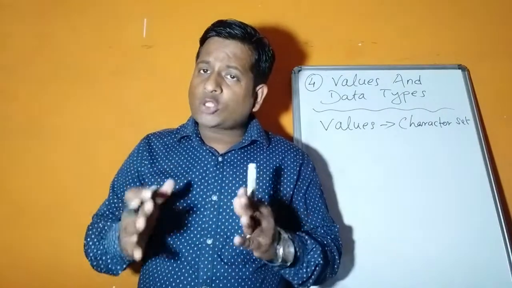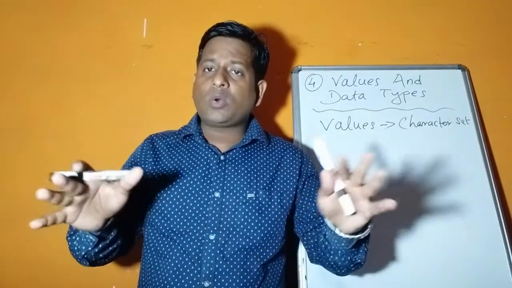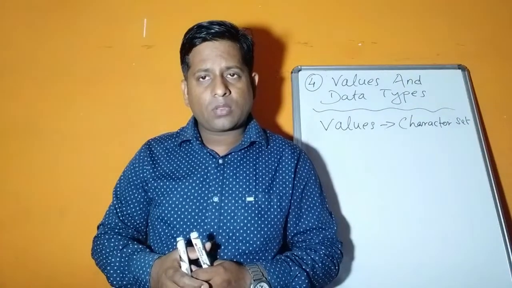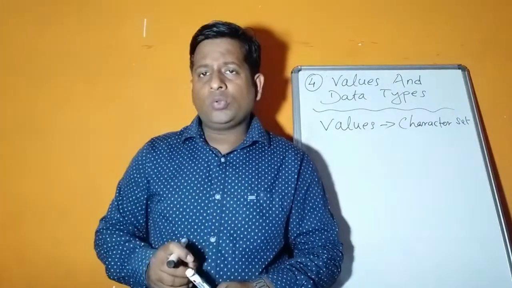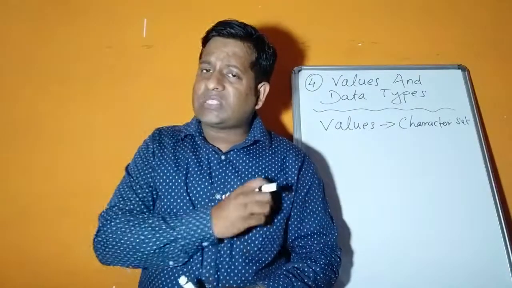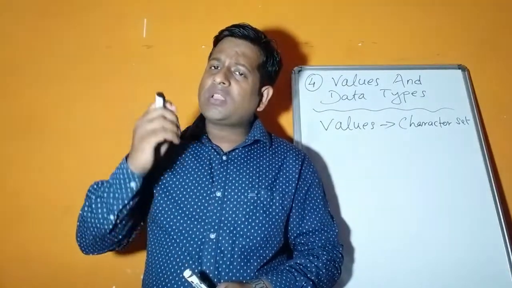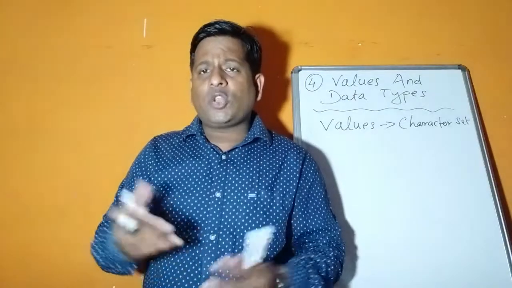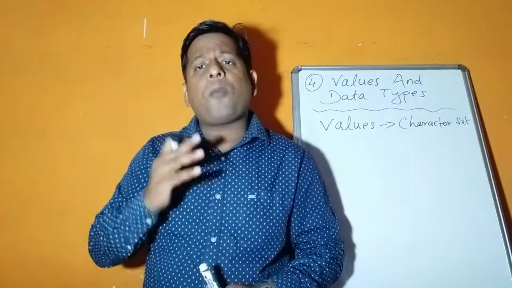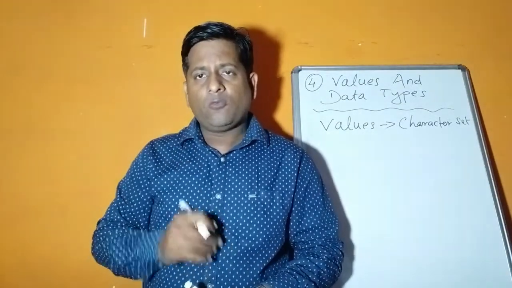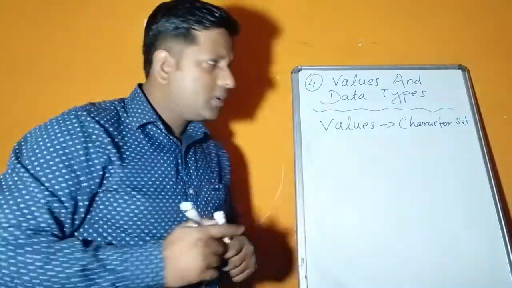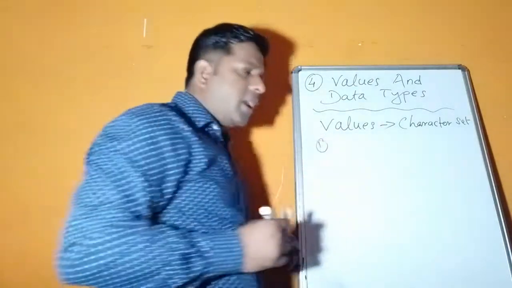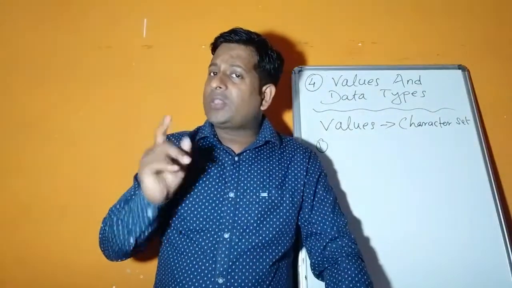So this process, whatever I said just now, does it happen automatically or is there someone to control these things? Yes, there is a technique. The technique it follows is known as character set. So there are basically 3 important character sets. Actually many are there, but there are 3 important character sets which we need to understand as we live in India.